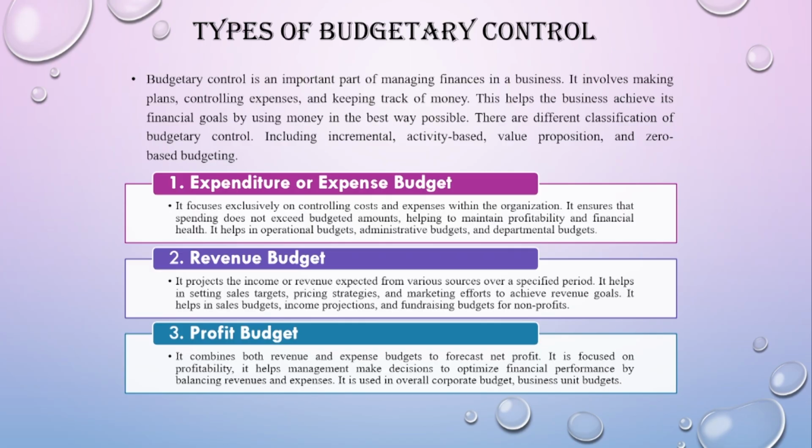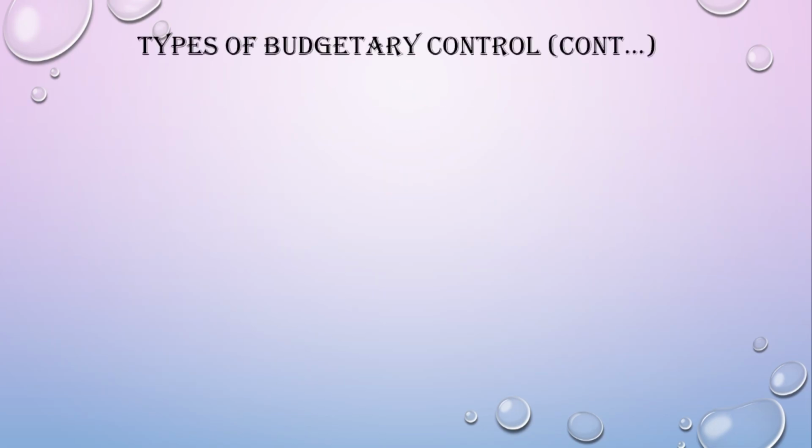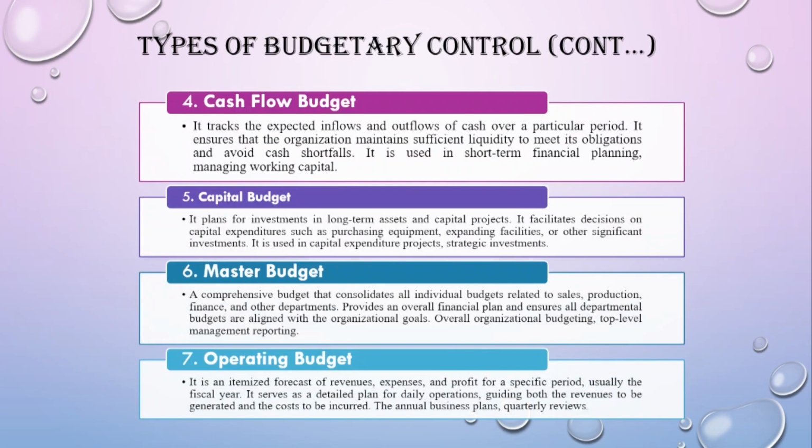Third type of budgetary control, that is the profit budget. It combines both revenue and expense budgets to forecast net profit. It is focused on profitability. It helps management make decisions to optimize financial performance by balancing revenues and expenses. It is used in overall corporate budgets and business unit budgets. Another type, that is cash flow budgets.